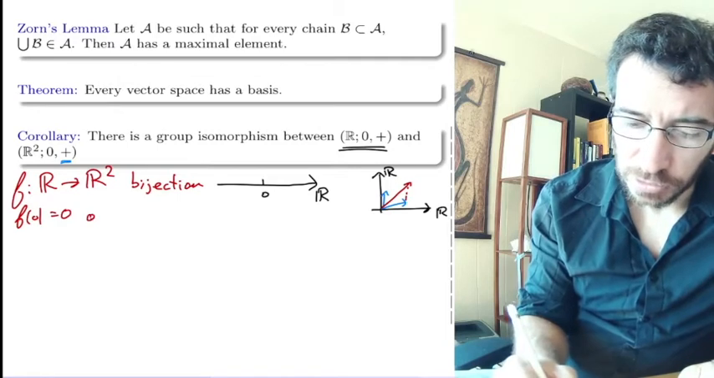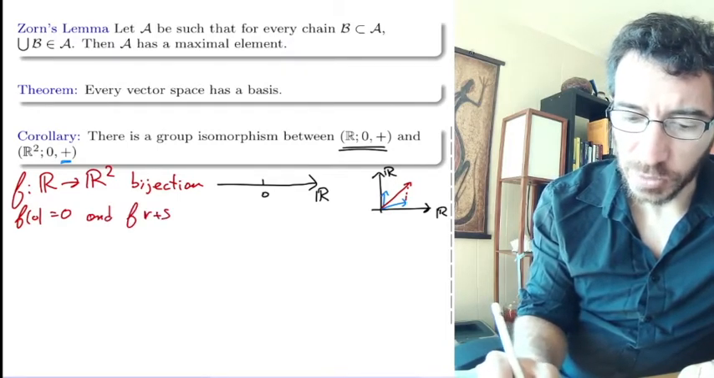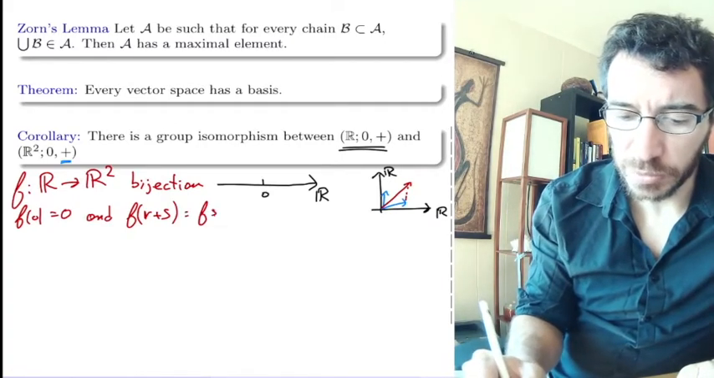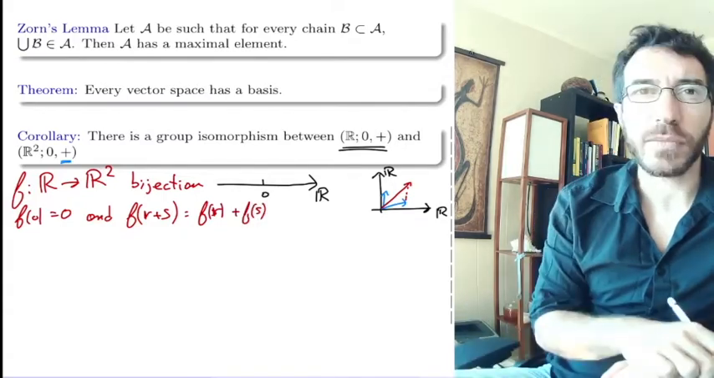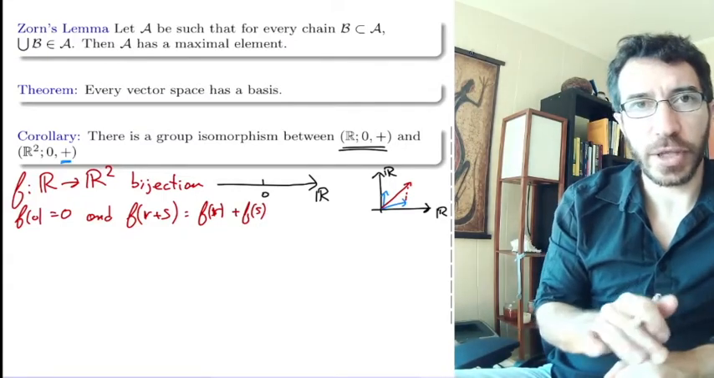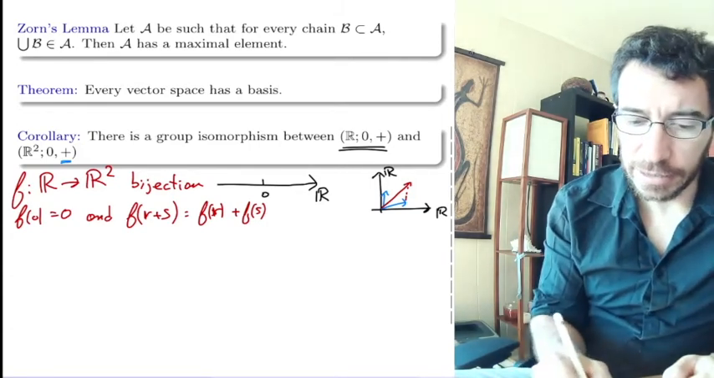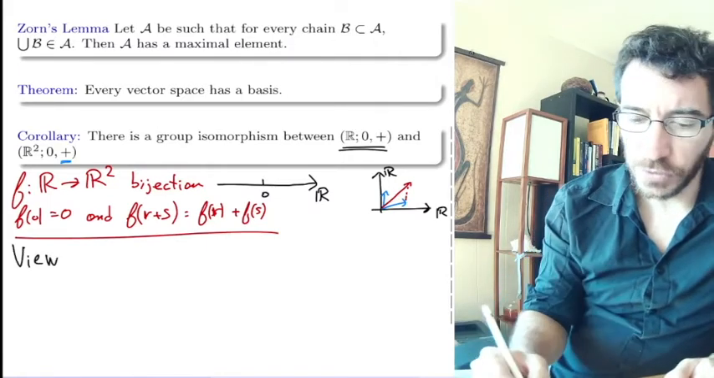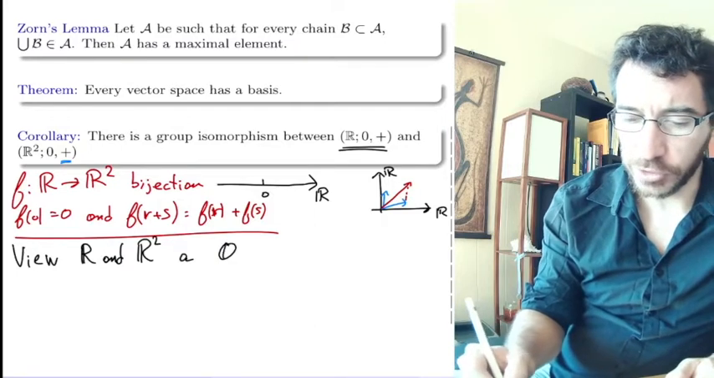That's what it means to be an isomorphism of groups. And also, if you have two elements of R and you add them together and then apply F, it's the same thing as first mapping them to the other side, getting the corresponding vectors, and then adding those. Yeah, so those two things are what it means to be an isomorphism of groups. How do we get these? Well, the trick is to view R and R squared as Q vector spaces.